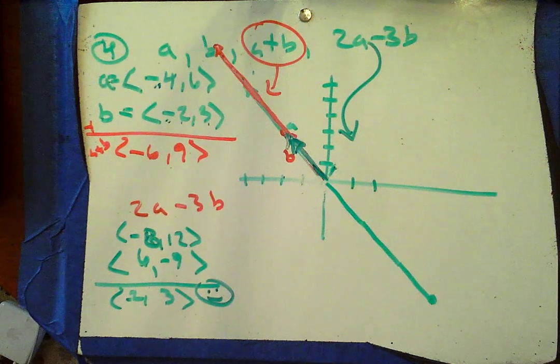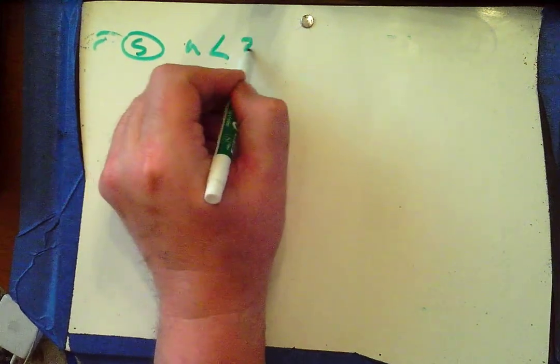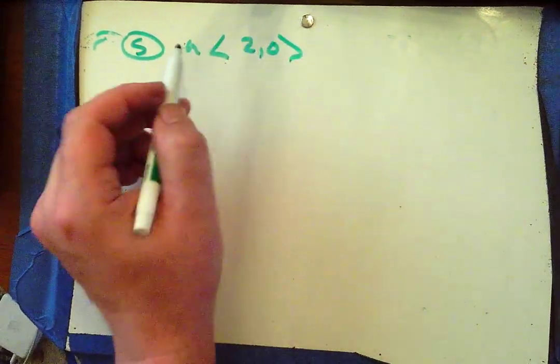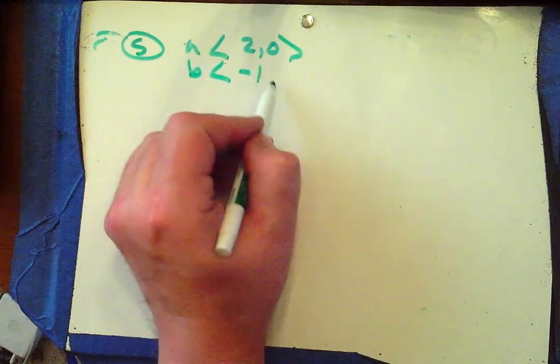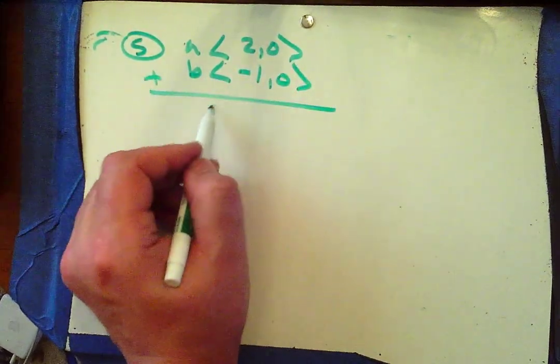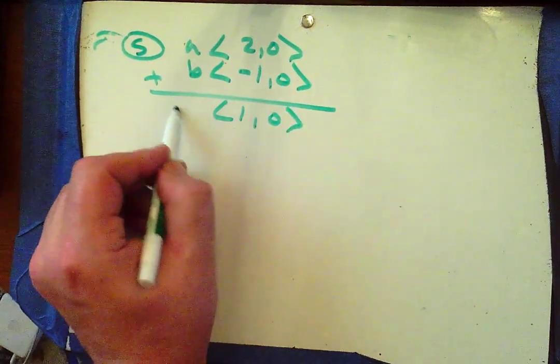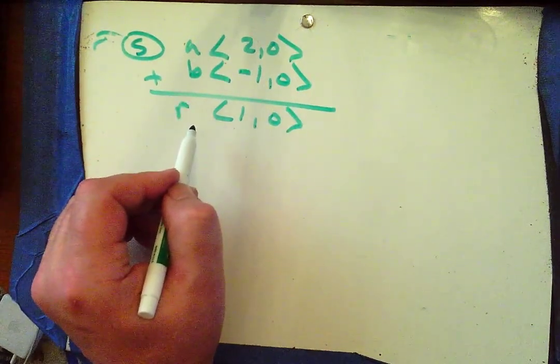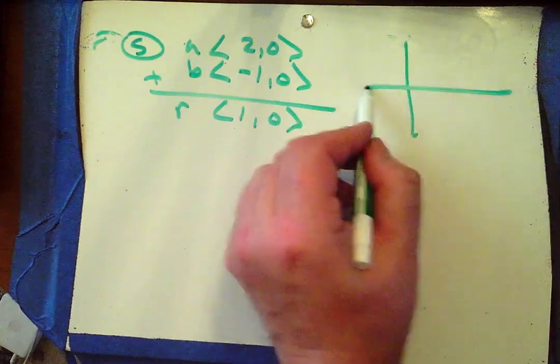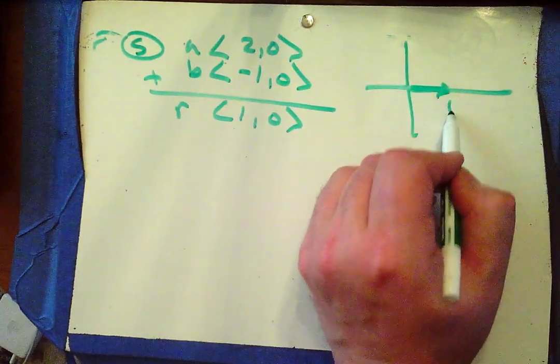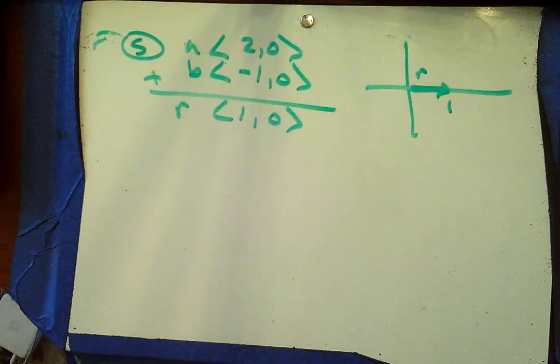Problem 5, given the graph to the right, find and sketch the resultant vector, A plus B. Well, if I think about A as being 2, 0, goes over 2 and not up, and B as being -1, 0, and I add these together, I get 1, 0 for my resultant vector. So my resultant vector looks like this. I'm going to go over 1. There's my resultant vector. Does it make sense?